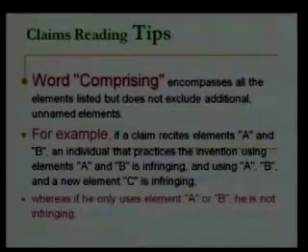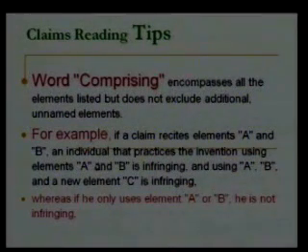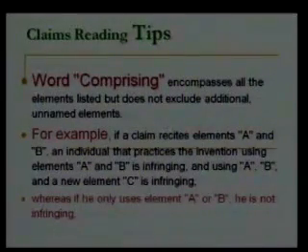For example, if a claim recites elements A and B, okay, A and B are the only elements it has. The individual that practices the invention using A and B is infringing because both elements are there, and using A, B and a new element C is also infringing. So a new element is also infringing. Whereas if he only uses A or B, either A or B, he is not infringing.